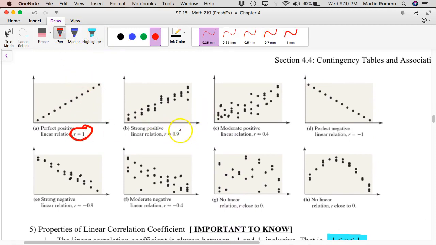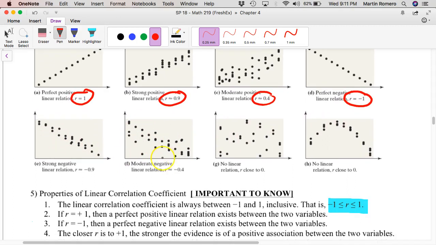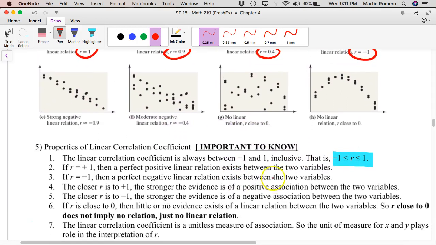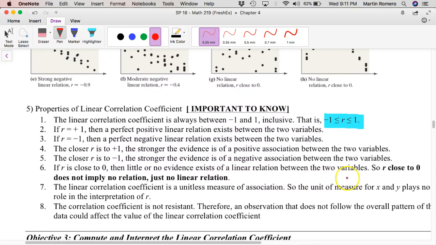And then here it's almost perfect. R equals 0.9. Not as perfect, 0.4. And then here it's going down. This is negative. It's perfectly negative, so it's -1. And then you have other negative R values. But again, R is measuring the strength of the relationship, and you can read these here.